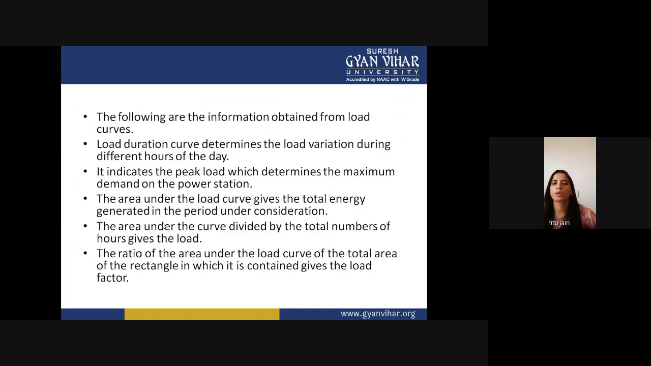Now we come to the next point. The following is the information obtained from load curves. Load curve determines the load variation during different hours of the day. It indicates the peak load, which determines the maximum demand on the power station. The area under the load curve gives the total energy generated in the period under consideration. The area under the curve divided by the total number of hours gives the average load. The ratio of the area under the load curve to the total area of the rectangle in which it is contained gives the load factor.